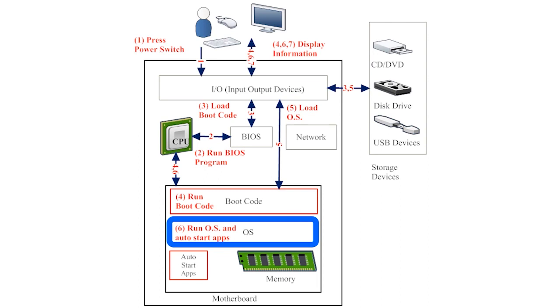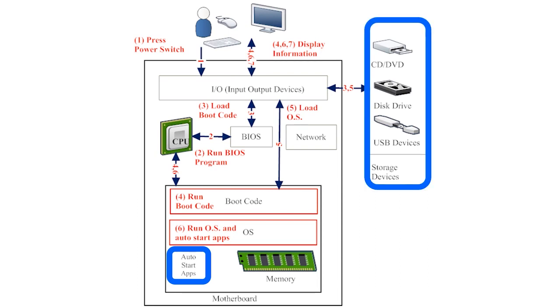Once the operating system is loaded, it will automatically tell the CPU to run a number of automatic startup applications, such as device drivers, firewalls, antivirus software, the computer's clock and calendar, and other applications that run in the background on the computer. Much like the boot code and the operating system, these automatic startup applications are stored on a storage device, and they must be loaded into RAM before the CPU can run them.